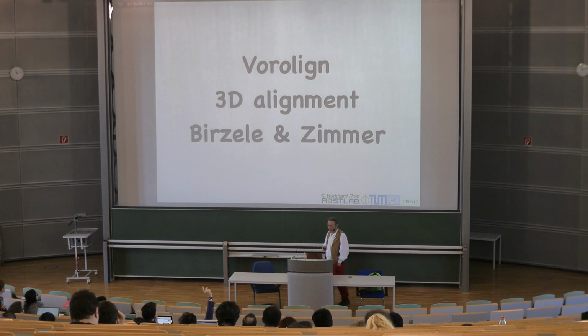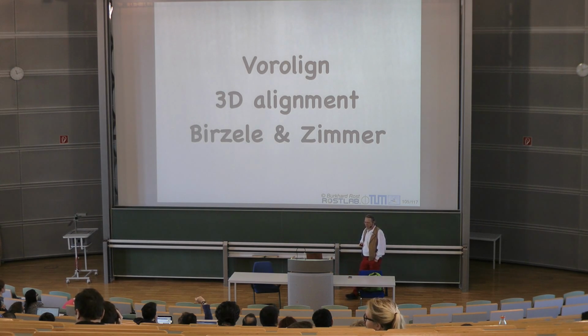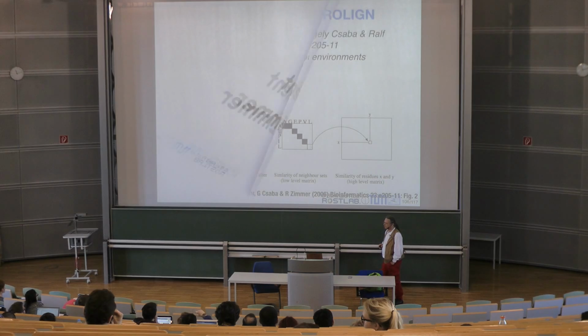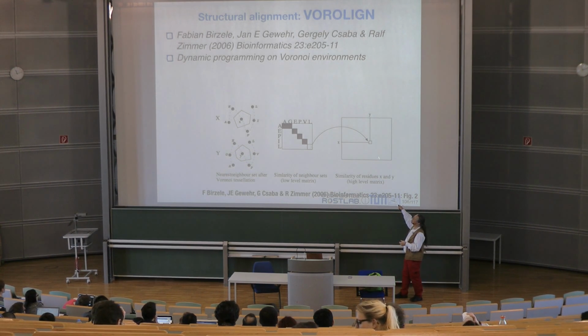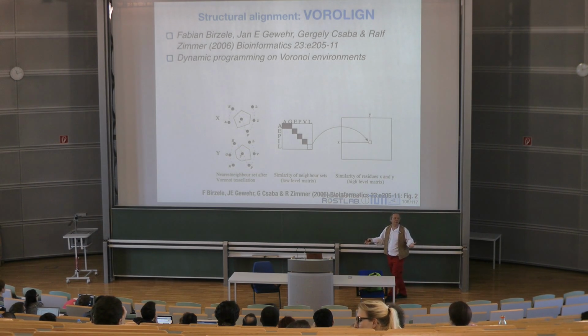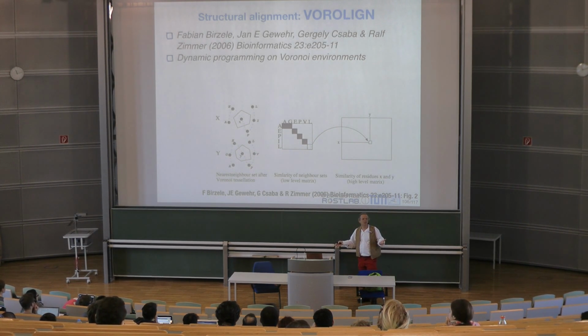There's another one here, Voroline. It's a 3D alignment that in fact comes from the LMU. And where you essentially describe every single position by its Voronoi environment. And then you simply go out and see in another protein, do you have a similar Voronoi environment? And then you build up the alignment. Okay?